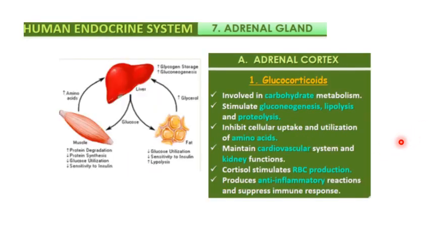The glucocorticoids are involved in carbohydrate metabolism. They stimulate gluconeogenesis, lipolysis, and proteolysis. Lipolysis means breakdown of lipids, and proteolysis means breakdown of the proteins. They also inhibit cellular uptake and utilization of amino acids. They maintain cardiovascular system and kidney function. The cortisol stimulates RBC production. It produces anti-inflammatory reaction which suppresses the immune system.